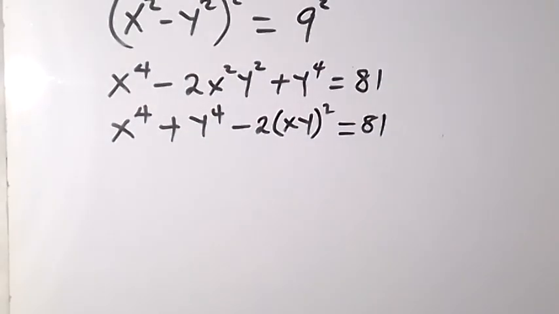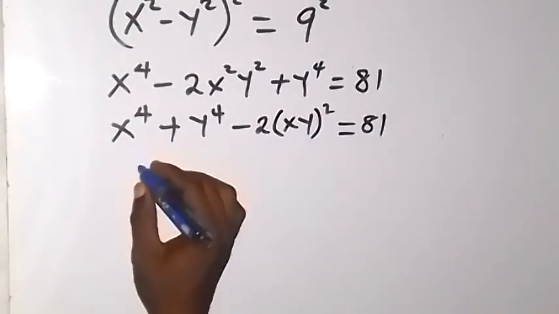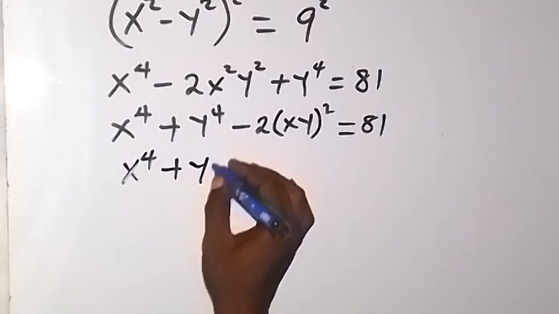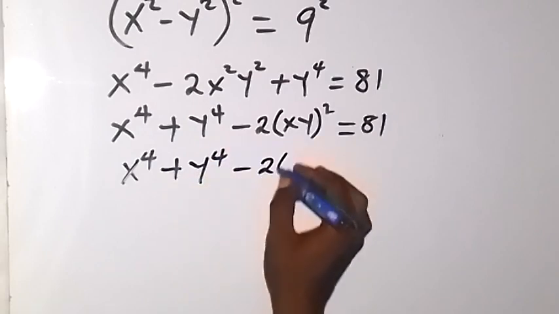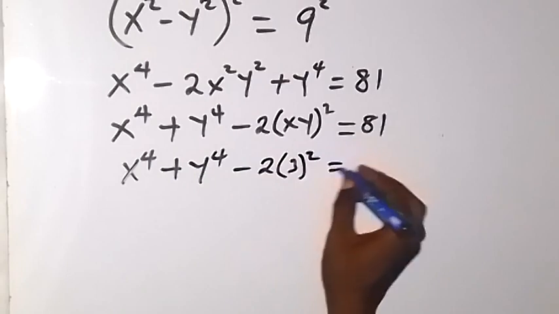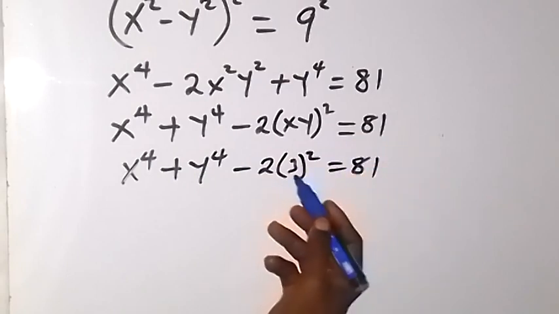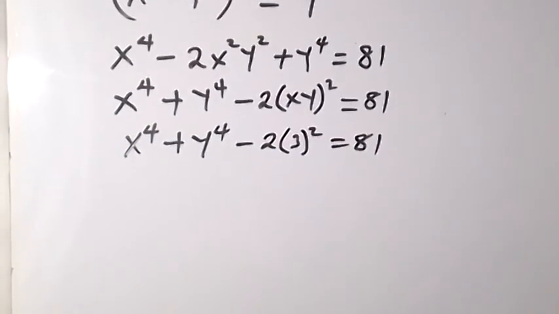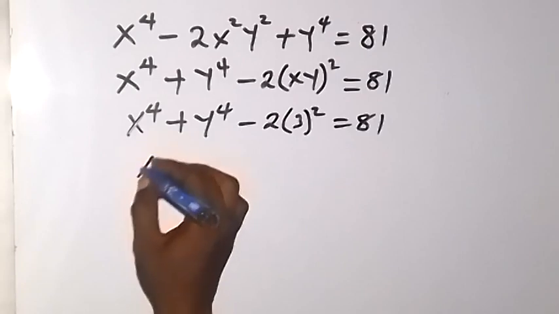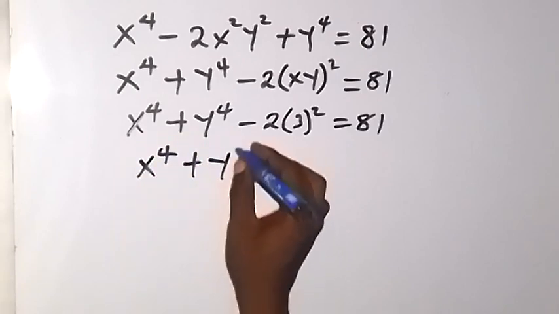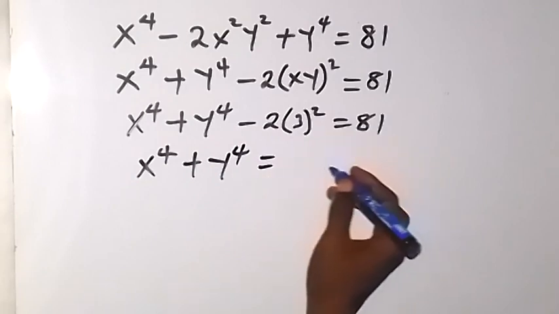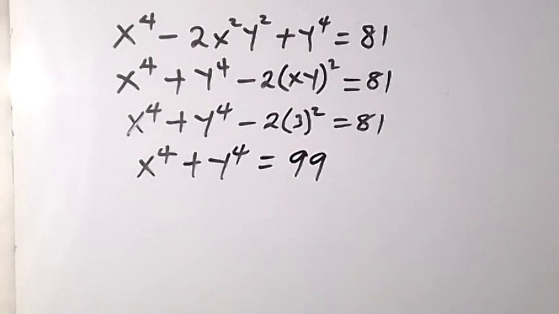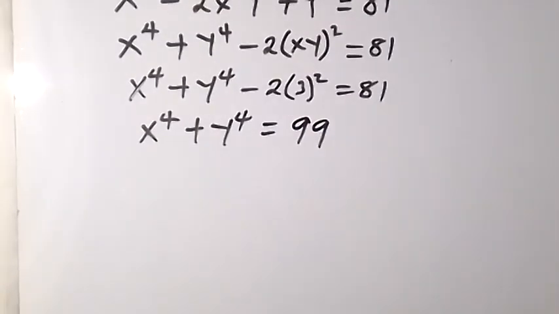So when we substitute 3 here, we have x raised to power 4 plus y raised to power 4, then minus 2 times 3 squared equals 81, and 3 squared is 9, and 9 times 2 is 18. So minus 18 moves over and becomes plus 18. Then we have x raised to power 4 plus y raised to power 4 equals 81 plus 18, and 81 plus 18 is 99. So we have this equation: x raised to power 4 plus y raised to power 4 equals 99.